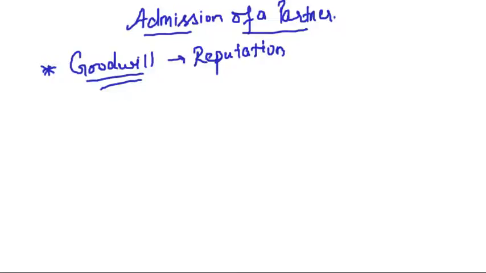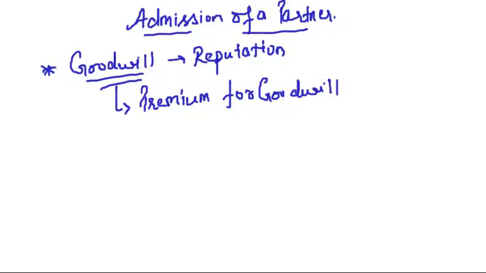Because the new partner who is joining the firm is going to enjoy the reputation, the goodwill that has been earned by the old partners over a period of time. For that, the new partner must compensate the old partners by paying premium for goodwill. Then we discussed the various ways in which the premium for goodwill can be paid by the new partner. One is privately. Then there is no record to be made in the books.